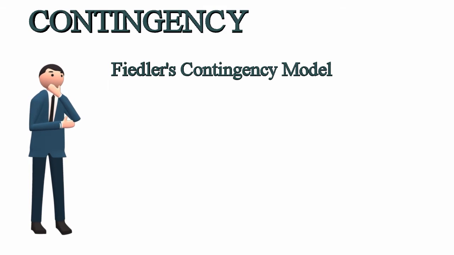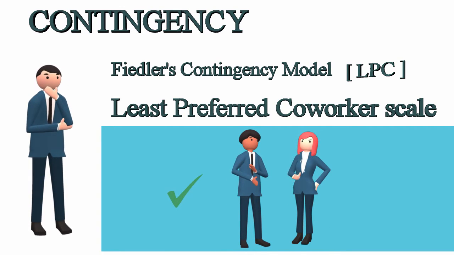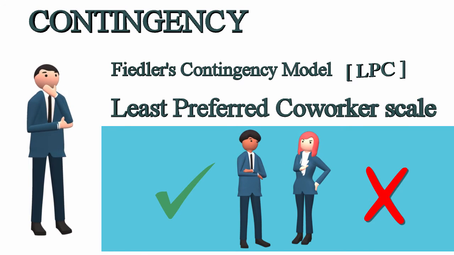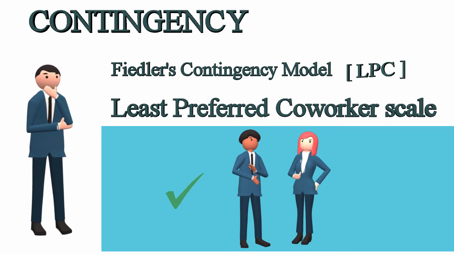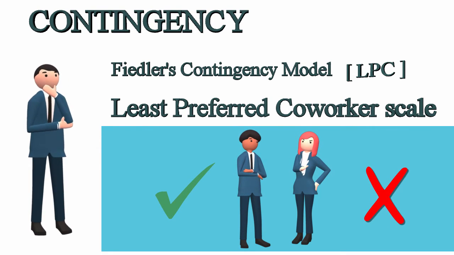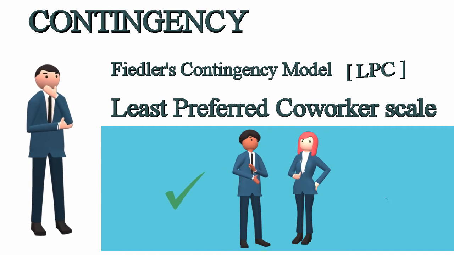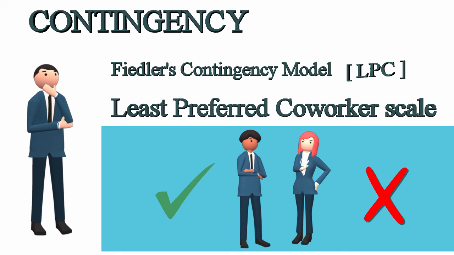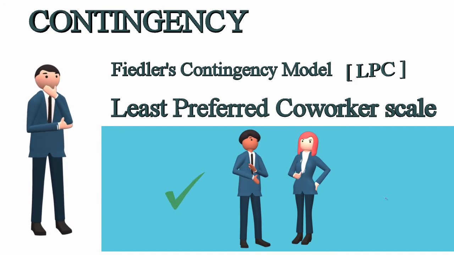Fiedler's contingency model. According to this theory, a leader's style is measured by a scale called the Least Preferred Coworker Scale, LPC. People who are filling out this survey are asked to think of a person who is their least preferred coworker. Different people can be effective in different situations. The LPC score is akin to a personality trait and is not likely to change. Instead, placing the right people in the right situation, or changing the situation to suit an individual, is important to increase a leader's effectiveness.